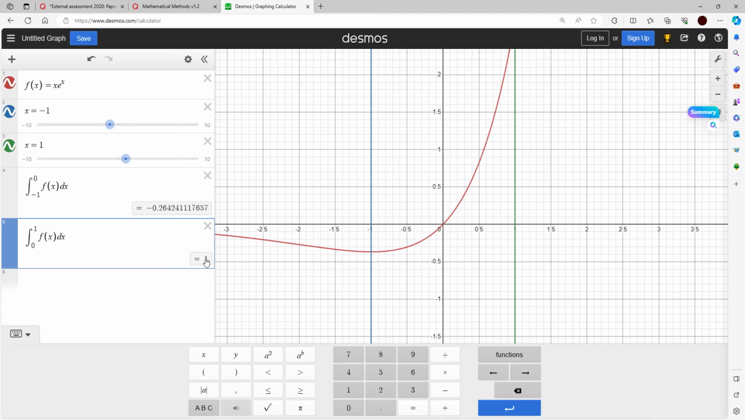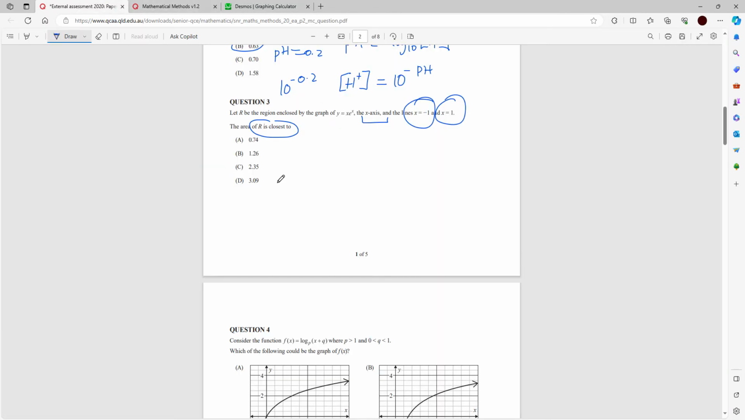Okay, so if you were to put in the integral, 1 minus this is what you would get given, but the area is going to be 1 plus this times a negative number. So times it by -1, so the area should be about 1.26. So now we go back to the question, and we're looking for roughly 1.26.